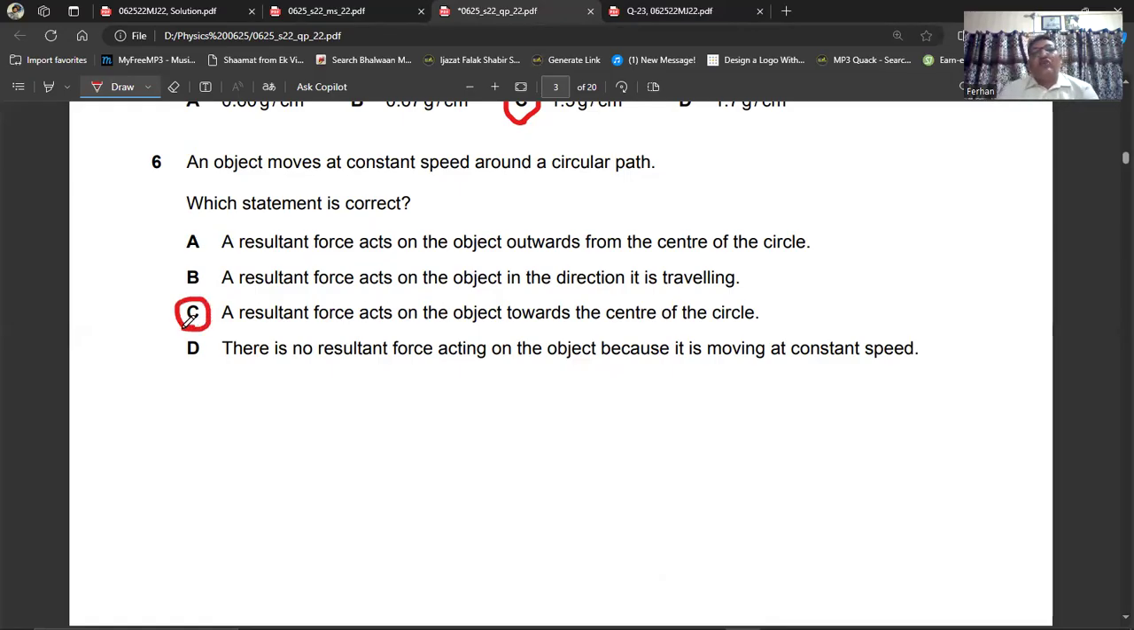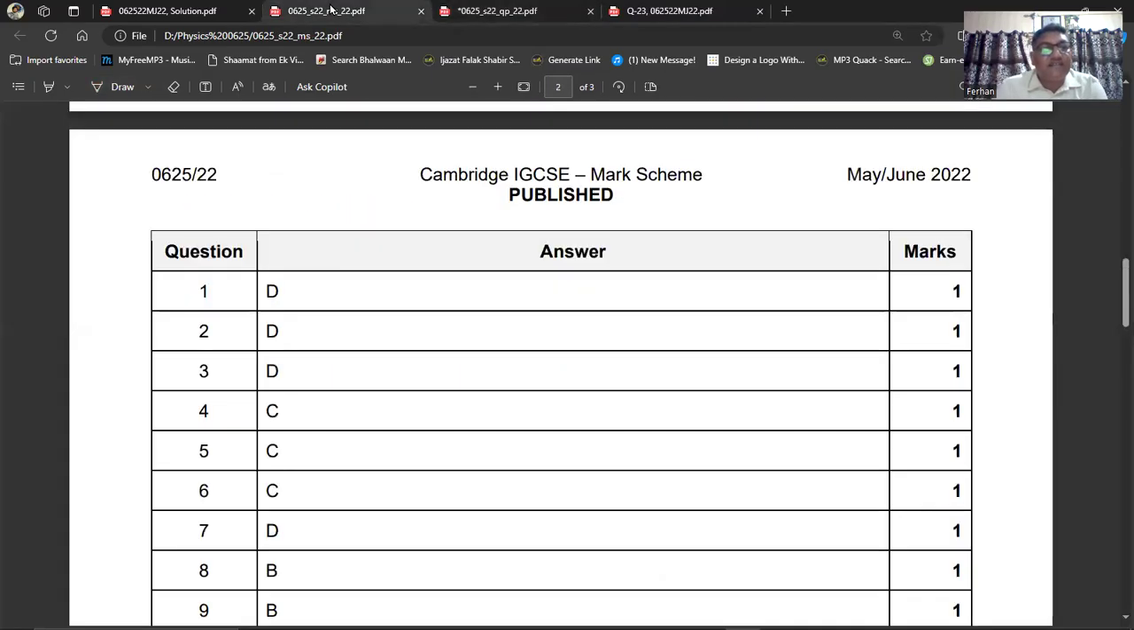A resultant force acts on the object towards the center of the circle. Question number 6.